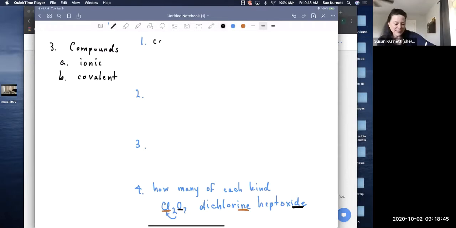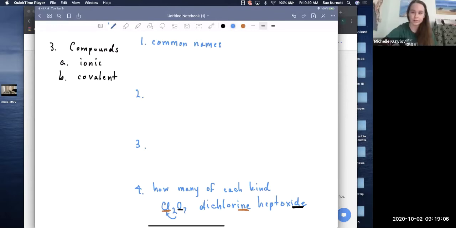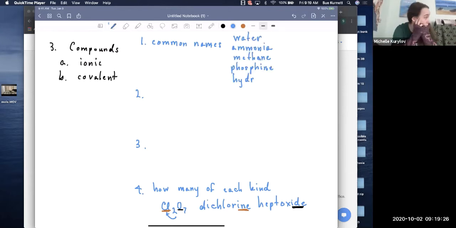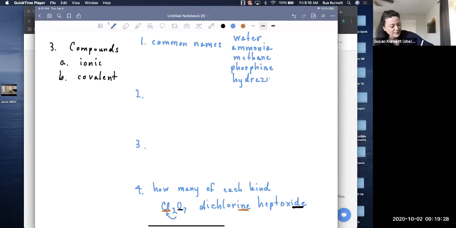So here, the first category would be, in the order I put them, but obviously they can go in any order, common names. How many common names do you need to know for this class? 5. 5. What's your favorite of the 5? Water. Me too. So take a minute and scour your brains. See if you can come up with those.